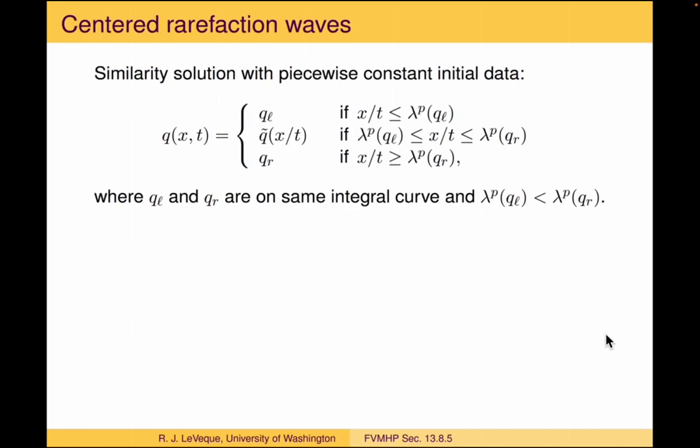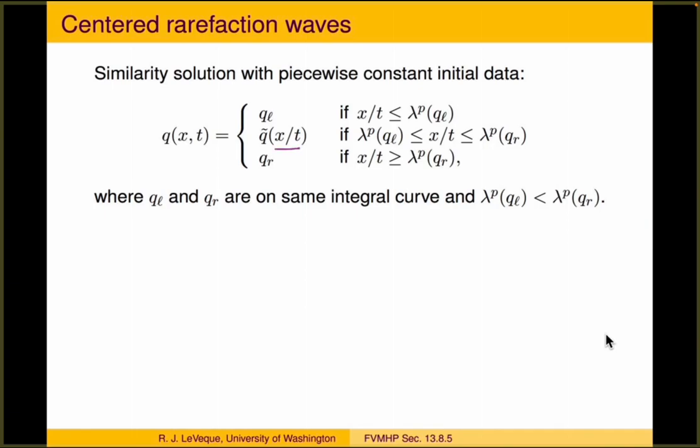And in particular, if we look at the case of a centered rarefaction wave, this means that we're starting with some initial data that's discontinuous at time 0 from QL to QR, and then for larger times, we're assuming it's a similarity solution, so the solution should be a function of x over t. As in the scalar case, it's going to be constant along rays from the origin in the xt plane. We've got QL and QR here, and along each ray from the origin, the solution should be constant, and it's a similarity solution, so it's q tilde of x over t.